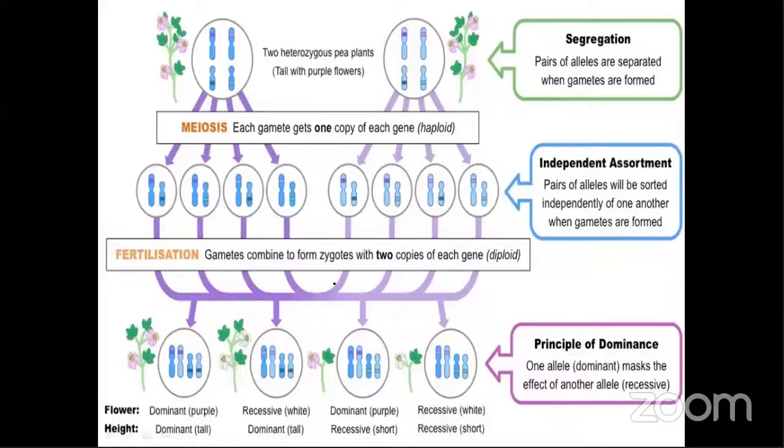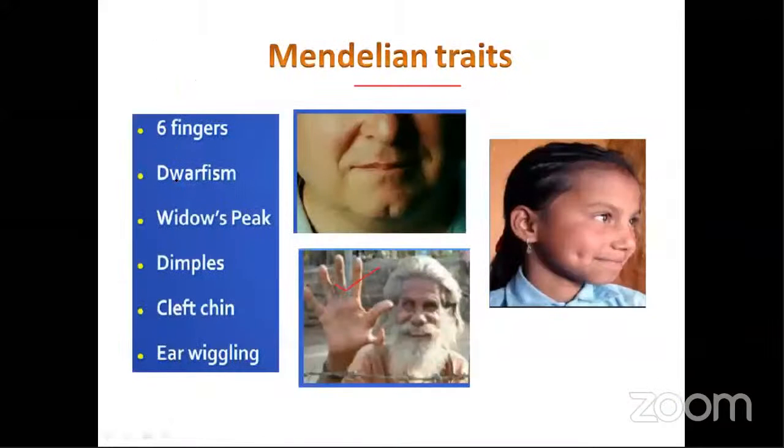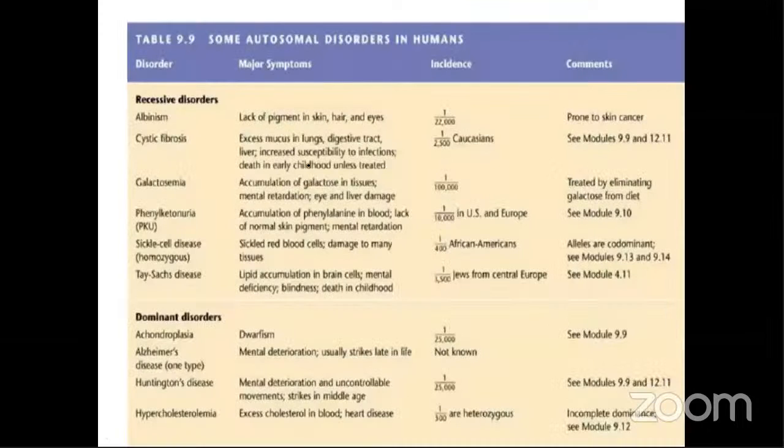You can see the six-fingered character, the famous example being Hrithik Roshan, as you all might know. Then dwarfism is also a Mendelian trait. Widow's peak, where the hairline is somewhat sharpened in the mid forehead, and dimples. Then cleft in the chin, and ear wriggling is also a Mendelian trait. Apart from this, there are many others. That list is there in your CC. I'll send you that.